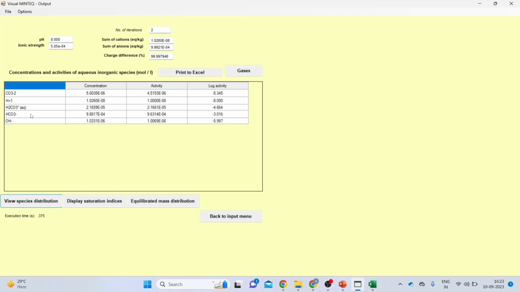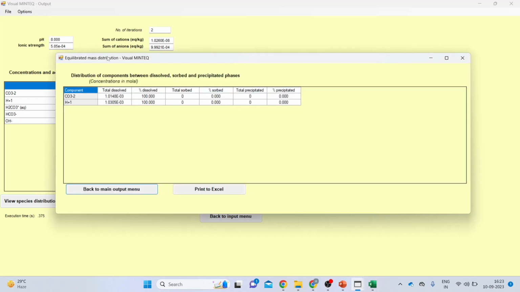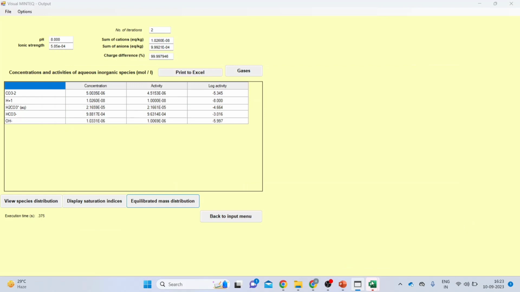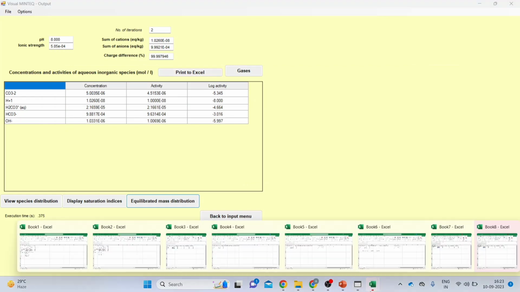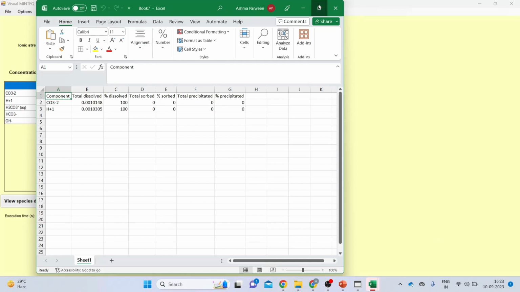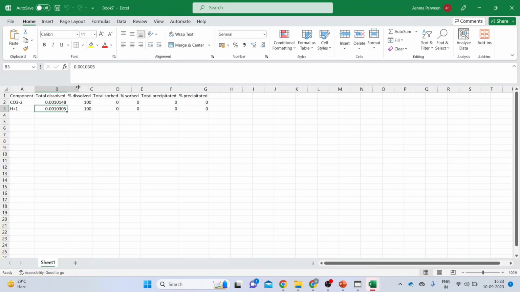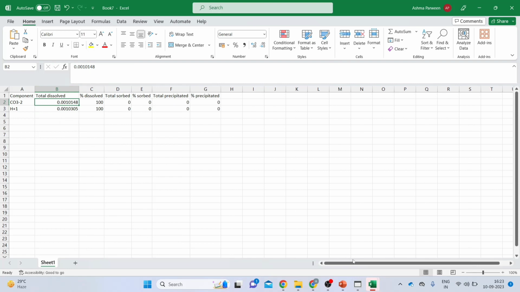Either we can find out the total H and total CO3 by printing it to Excel and doing the calculation for total carbonate and total H, or we can directly go to the equilibrated mass distribution. From here, we can see that total H is 1.0305 times 10 raised to minus 3. Let's print this to Excel. So this is the total H and this is the total carbonate.